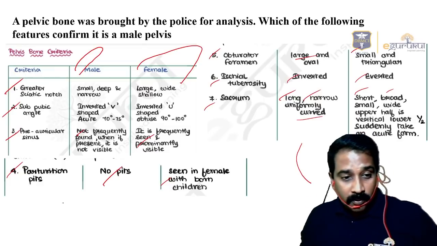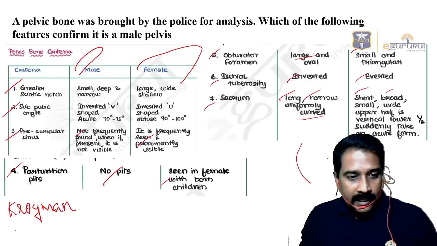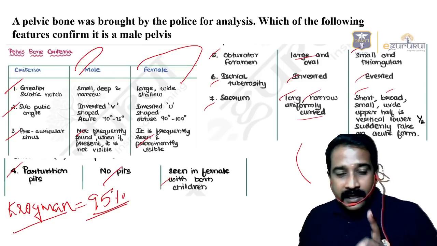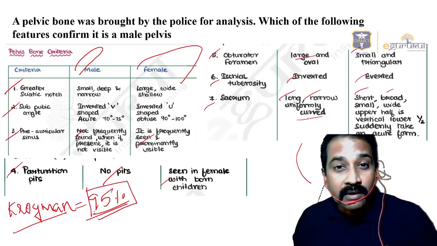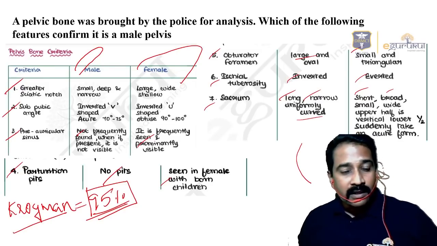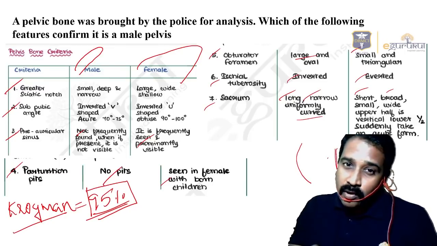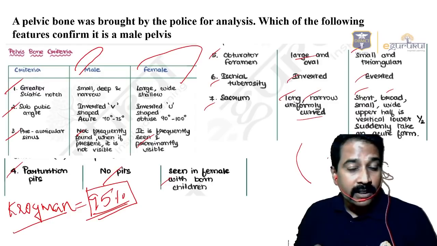Another point to note here: as per Krogman's accuracy of sexing, the pelvis is attributed 95%. Repeated question, 95%. As a single bone, this has the highest percentage of accuracy in deciding whether it belongs to a male or a female. That's what is called Krogman's accuracy. 95% is attributed to the pelvis.